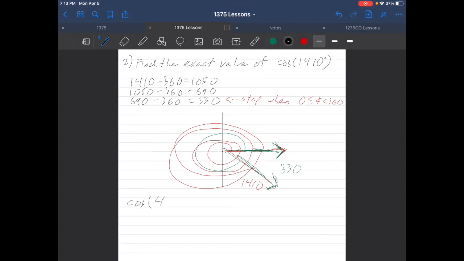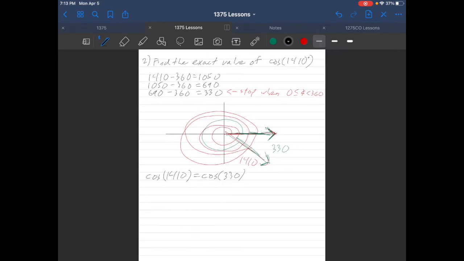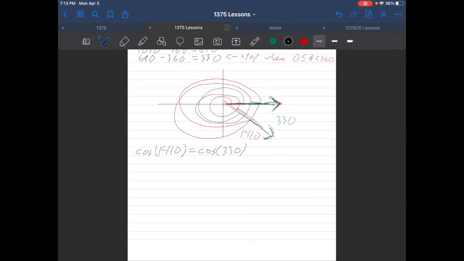The cosine of 1,410 degrees is 100% equivalent to the cosine of 330 degrees. So we don't even need to draw our 1410 degree angle. We can draw a 330 degree angle, and then we can be on our merry way. We can continue with our diagram and drawing our 330 degree angle and going from there like we should, right? This is the initial side.